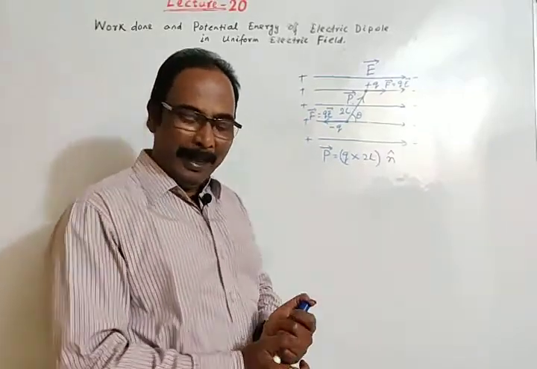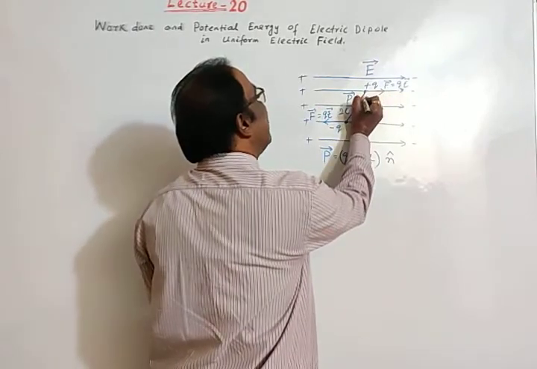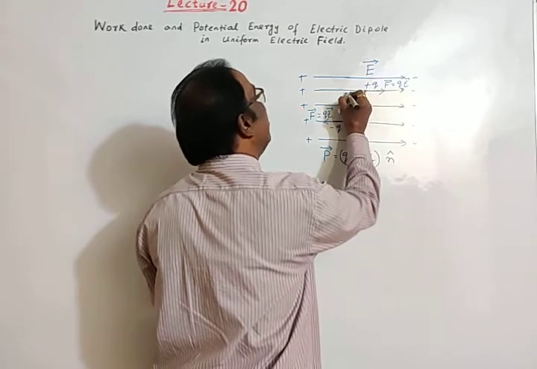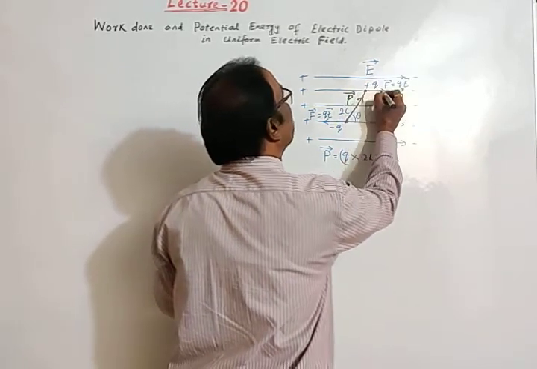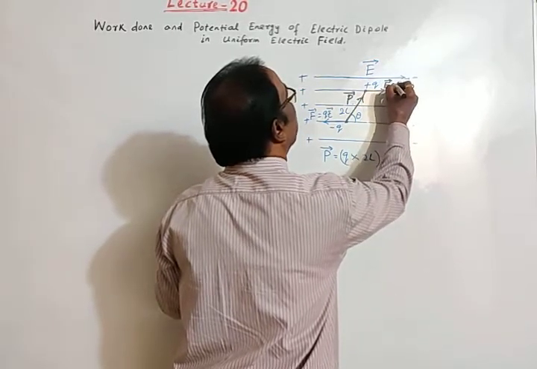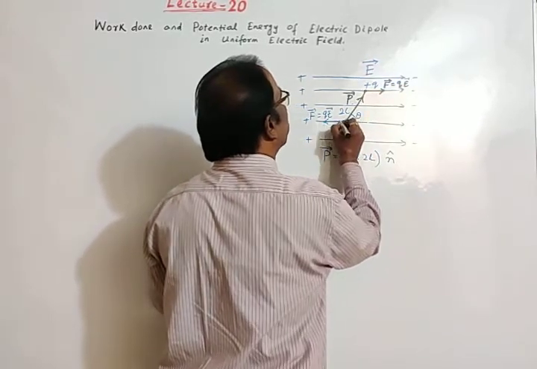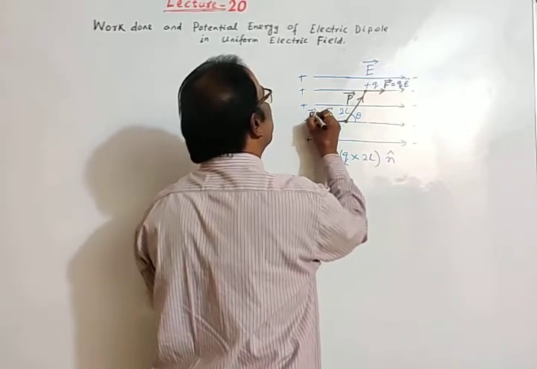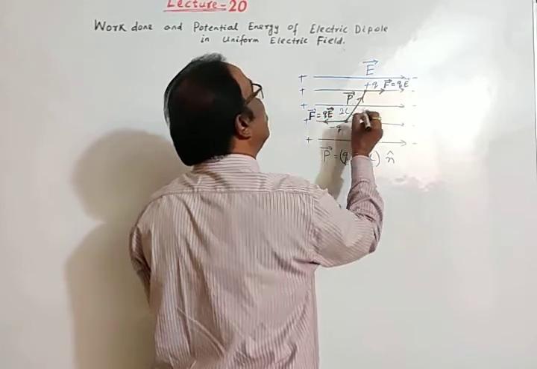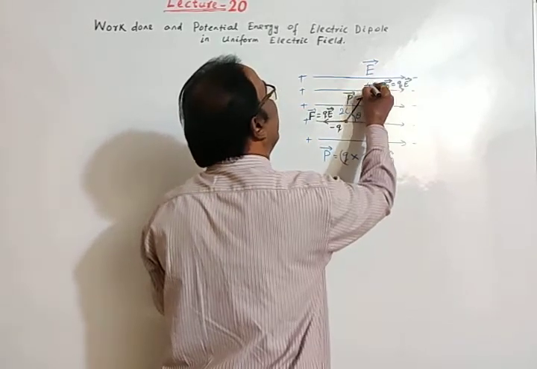So, as we know, if the magnitude of the forces is the same and directions are opposite, this is dipole moment P. The positive charge experiences a force F that is equal to qE. Again, this negative charge experiences a force that is also F equal to qE. So these two forces are equal in magnitude and opposite in direction.